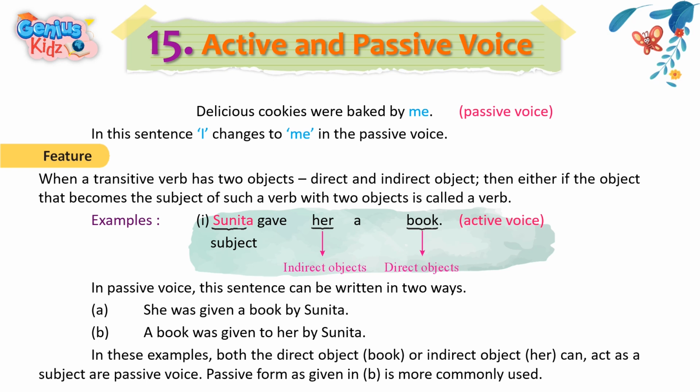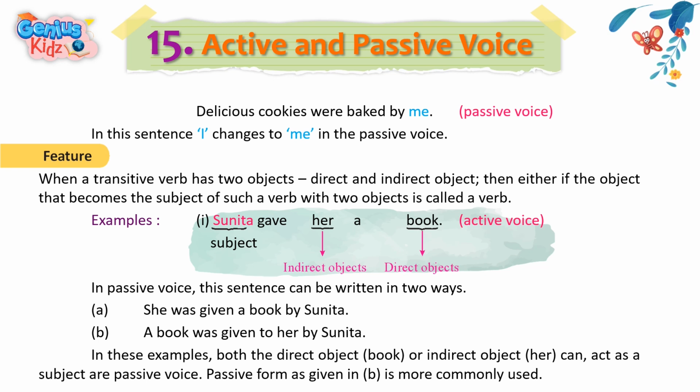Feature: when a transitive verb has two objects, a direct and an indirect object, either object can become the subject in the passive voice. Example: Sunita gave her a book. Active voice. In this sentence, Sunita is the subject, her is the indirect object, and book is the direct object. In passive voice, this sentence can be written in two ways.